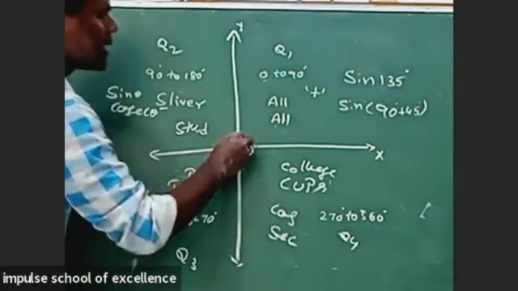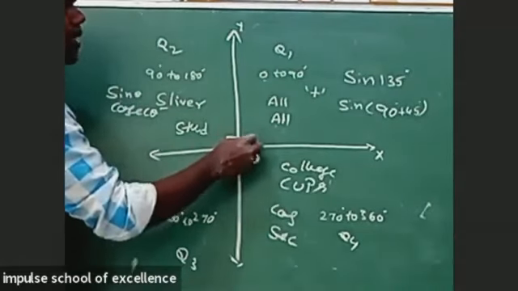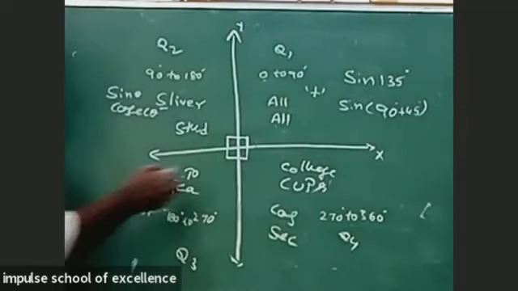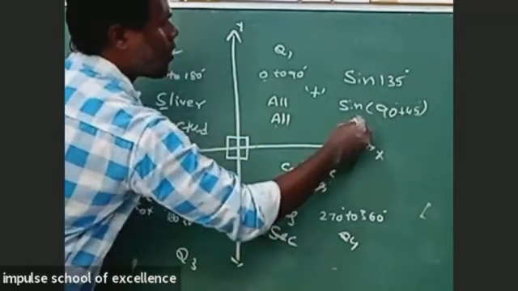So here 90 degrees is completed. After 90 degrees is completed, sin is going to convert into cos.